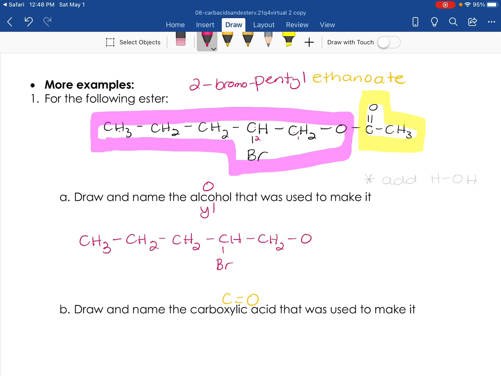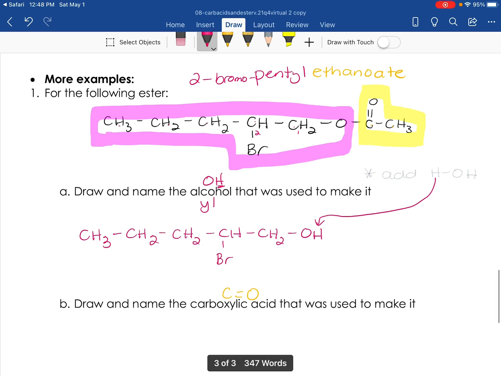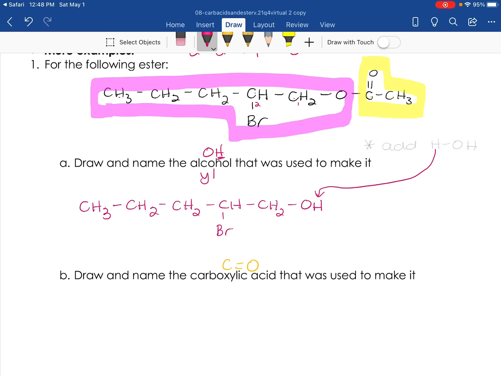Okay, but that doesn't look like an alcohol, right? An alcohol has to have OH, so that comes from the water, even though it doesn't really talk about that in this question. It's just sort of understood. Make sure you read the question carefully. This one says draw and name, okay? So 1, 2, 3, 4, 5.